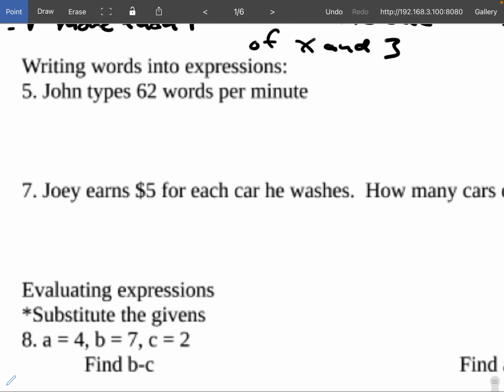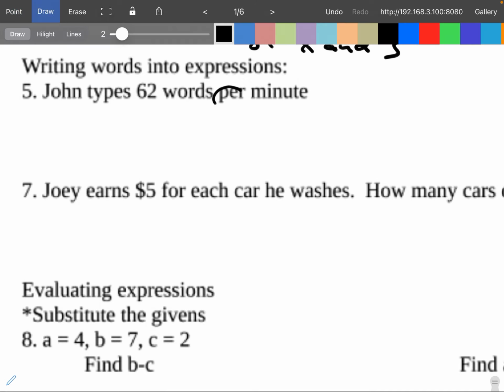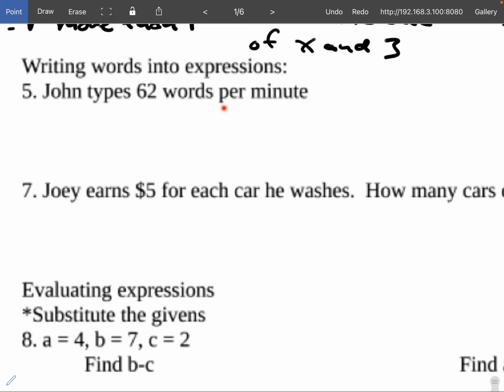So when you see that word per, that word per is going to mean multiply. I didn't mean to circle that. Hold on. And that's because, like, if he typed for 2 minutes, how many words would he type? 124. So you did 62 times 2, right? Because it was 2 minutes. And then if he typed for 3 minutes, you would do 62 times 3. And that would be 186 words.